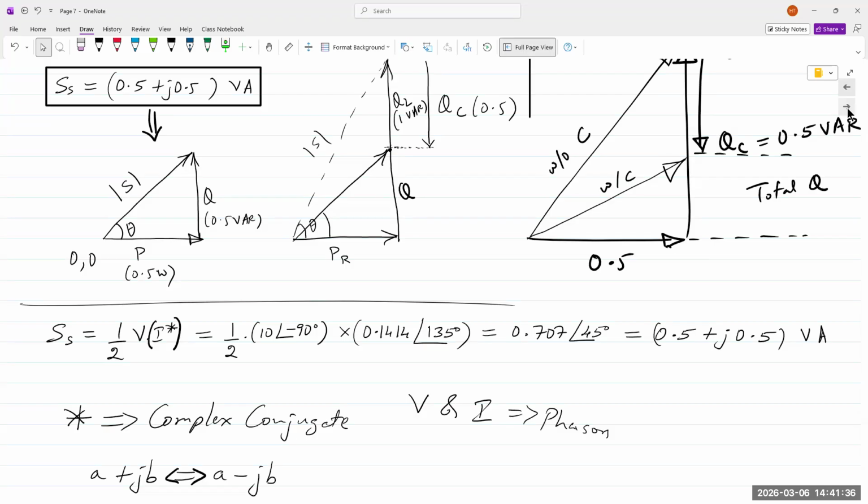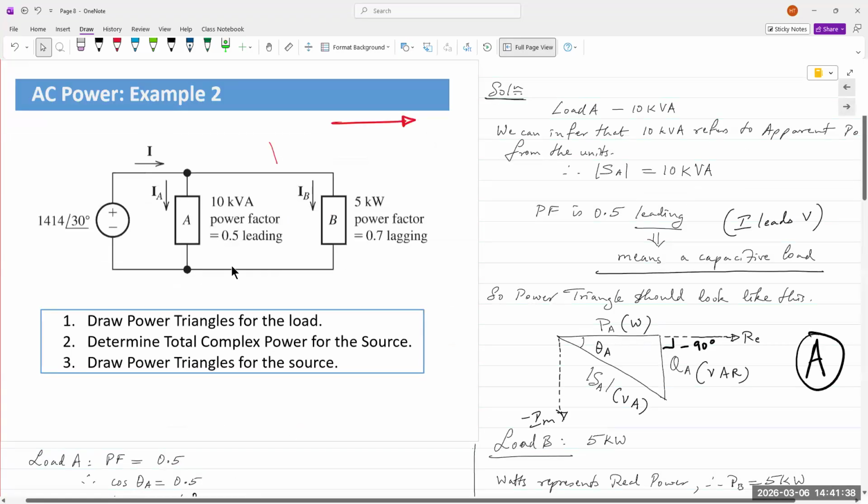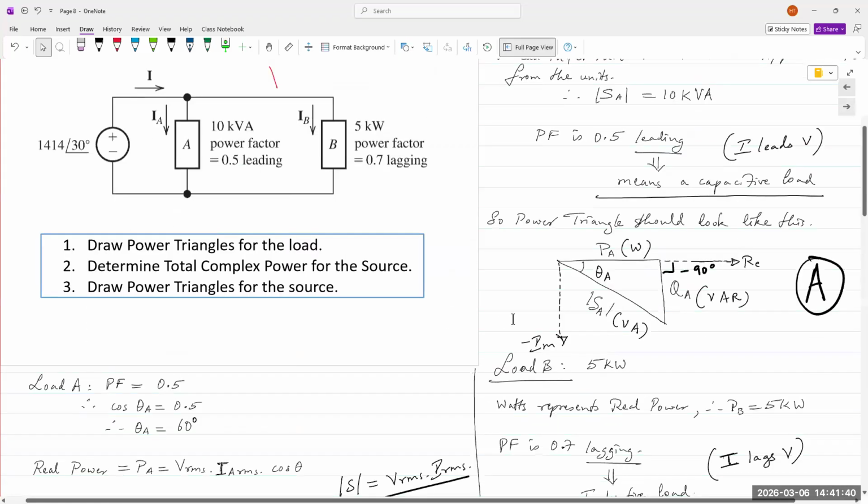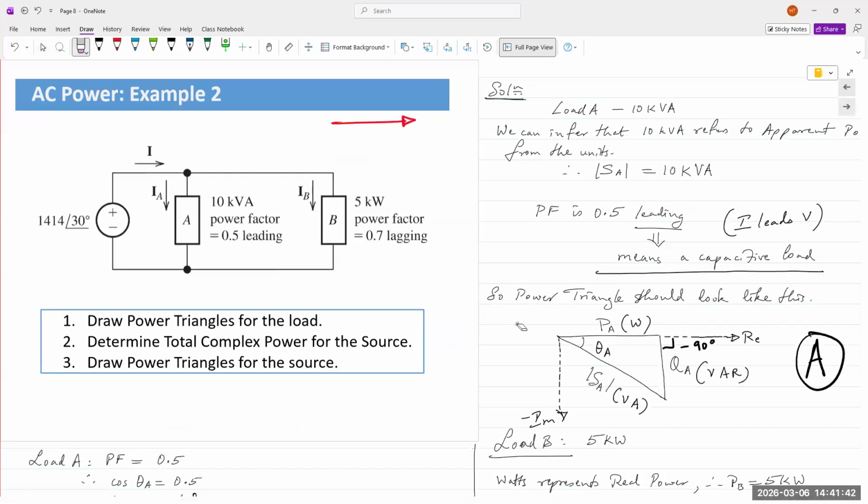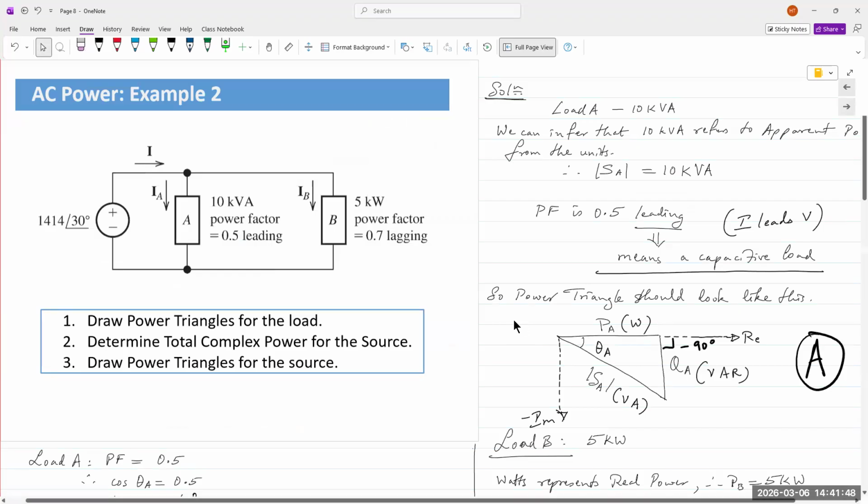All right, if there are no other questions, then let's do the second example. In example number 2, we are given a system. It's not quite a circuit, it's simply a system. In the system, we are shown that there are two loads, A and B. All we are told about the system is that the source is supplying this voltage. It's a voltage source.